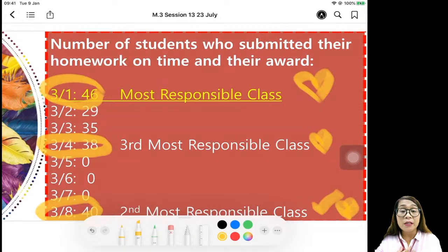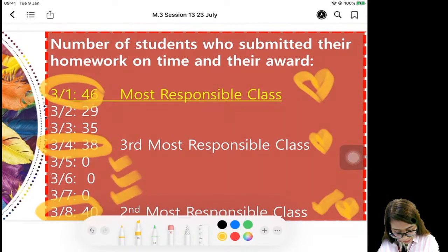And how about 3/5? 3/5 and 3/6 and 3/7. Where did you submit your work? Or maybe you submitted your work late. 3/8. How many students in 3/8? 38 students, but I got 40. 3/1, I don't know, 3/8, I have 40. Maybe some of you write the wrong class. I don't know, but I have.